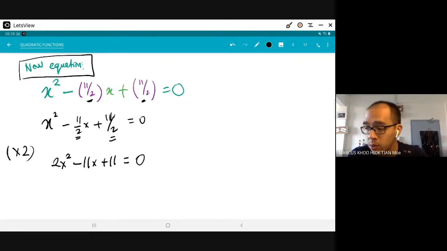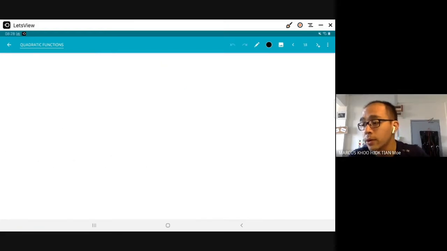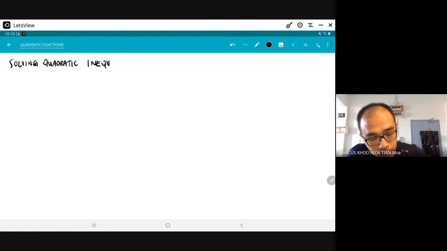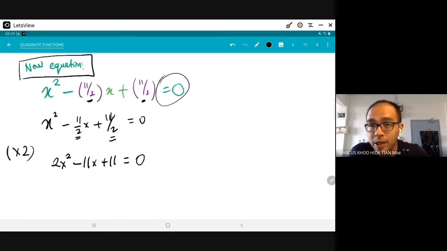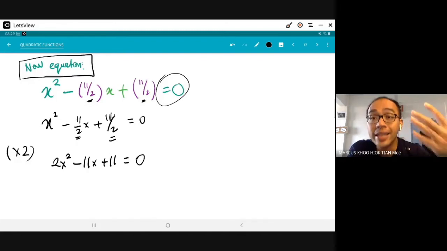Okay, perkara kedua is in page 42. Okay, I want to take a look at this one, which is called solving quadratic inequalities. Okay, solving quadratic inequalities. Now, so sebelum ini yang kita pernah nampak is solving quadratic equation. And kita pakai factorization, kita pakai completing the square, we use formula. Okay, all this is solving quadratic equation.